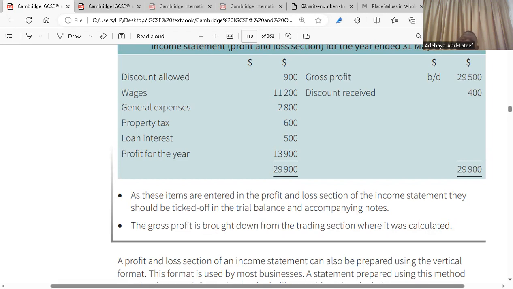And they said, oh, if you are able to sell this land, we give you 10% of the value of the land. That is a commission. So it is part of your income. So you add it to your gross profit. So commission received, discount received are part of incomes that you can add to your gross profit. Then you subtract the expenses. So when you subtract the expenses, you have your profit for the year or net profit. Is it clear? Yes.